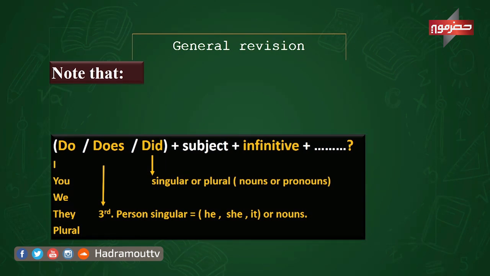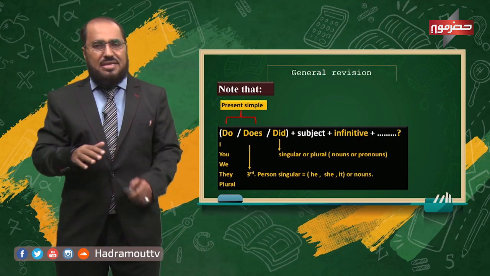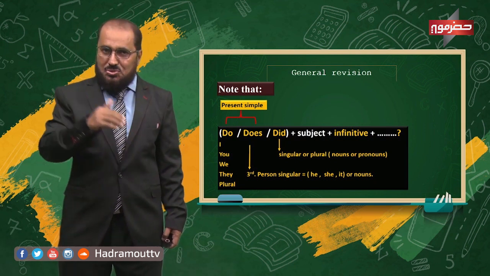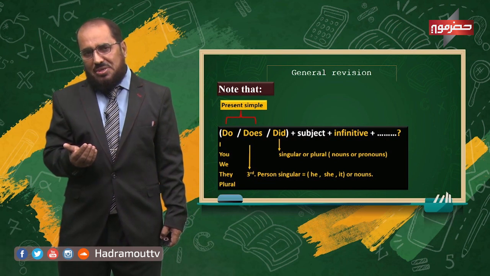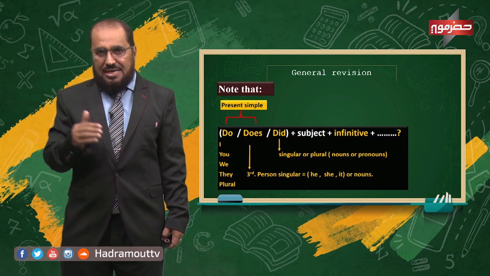Do and does for present simple. Okay, do comes with I, you, we, they, and any plural. I do, or do I, you do, or question do you, or do we, and do they, or do the people, do Ali and Ahmed, do the students, and so on.